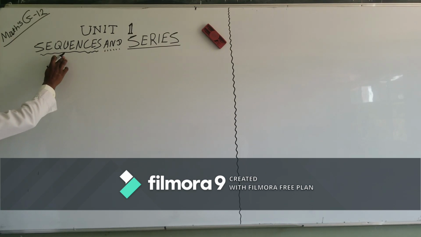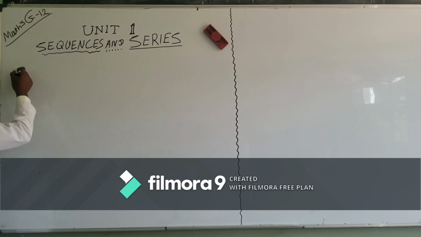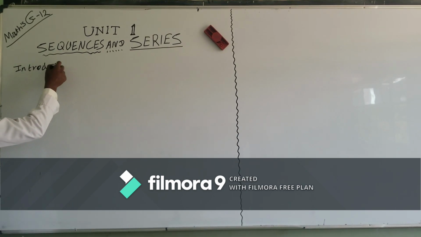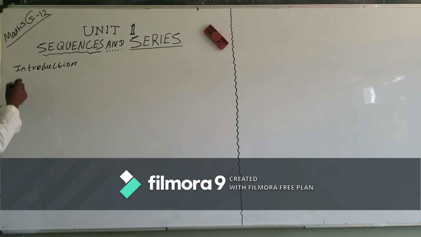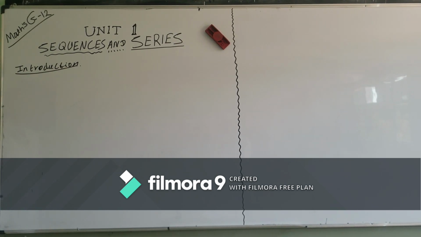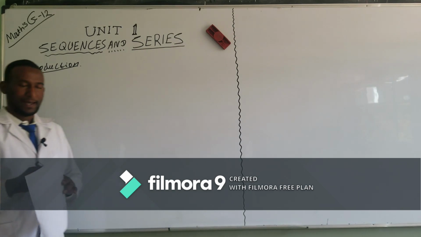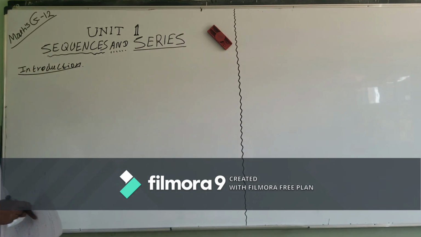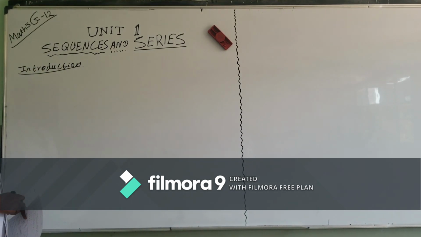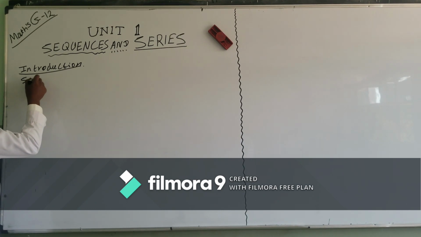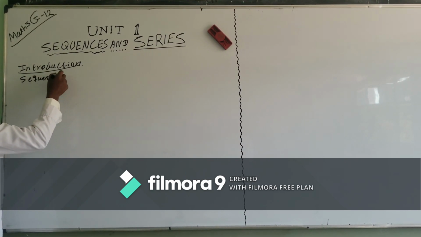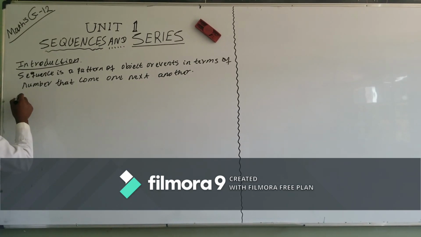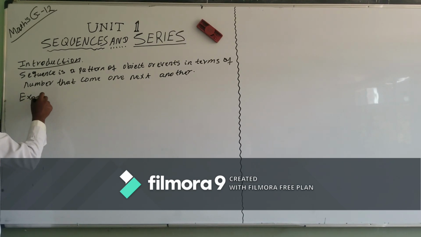First we see about sequence. As an introduction we see the concept of sequence. Sequence is a pattern of objects or events that are expressed in terms of numbers. Let us see an example of sequence.